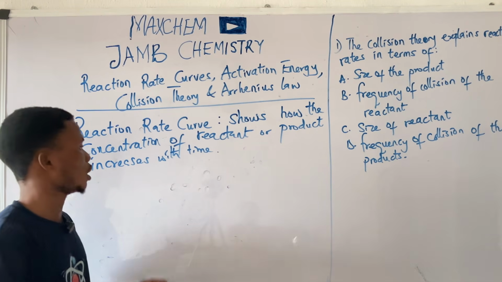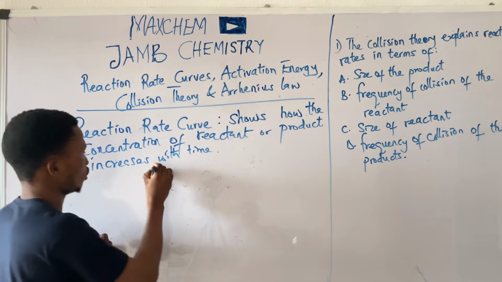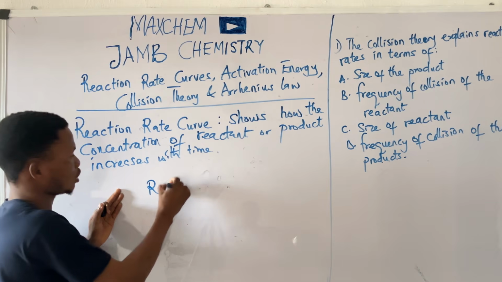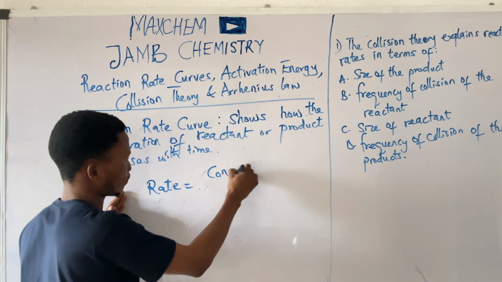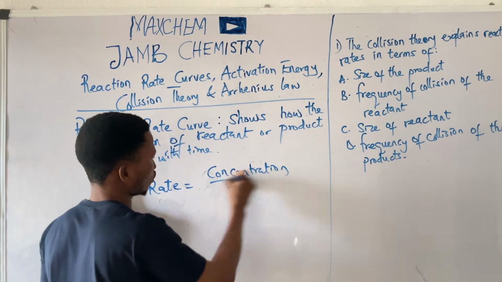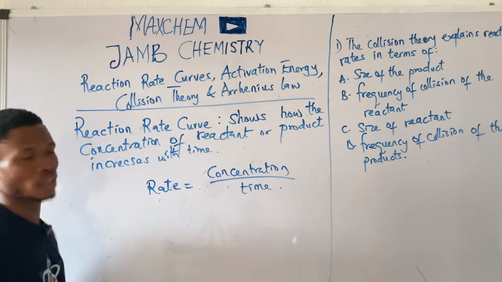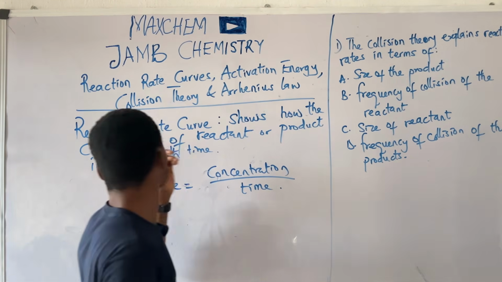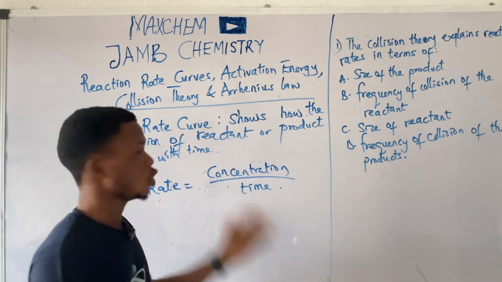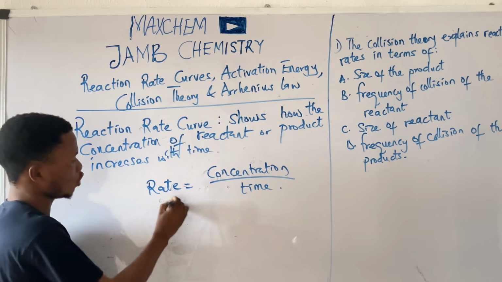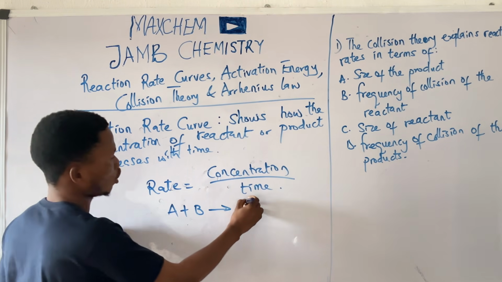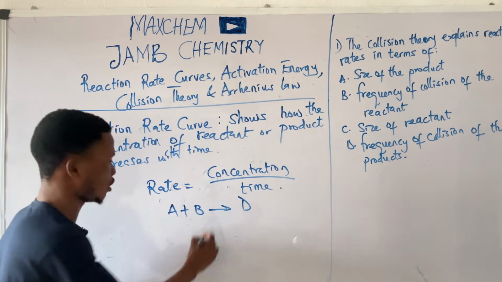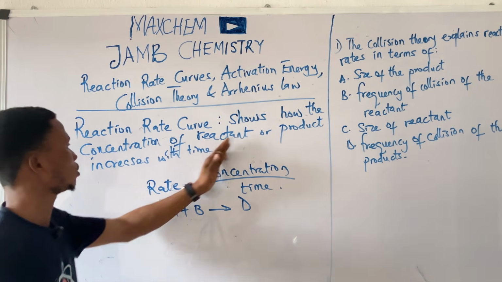And you should know that our rate is equal to the concentration over time. So these are rates of reaction, concentration over time. So reaction rate shows the concentration of reactants or products with time. So the concentration of our reactants to form a product or the concentration of the product. So that is reaction rate curve. It's just a curve that shows the relationship between concentration and time.